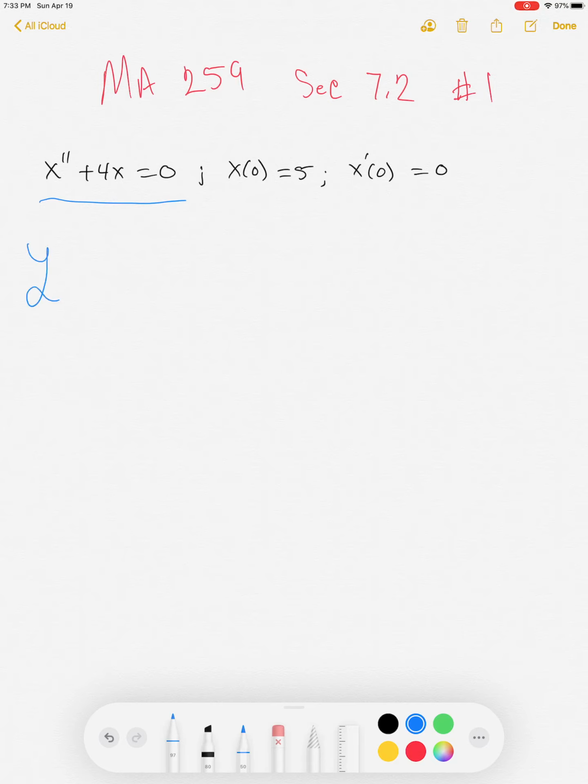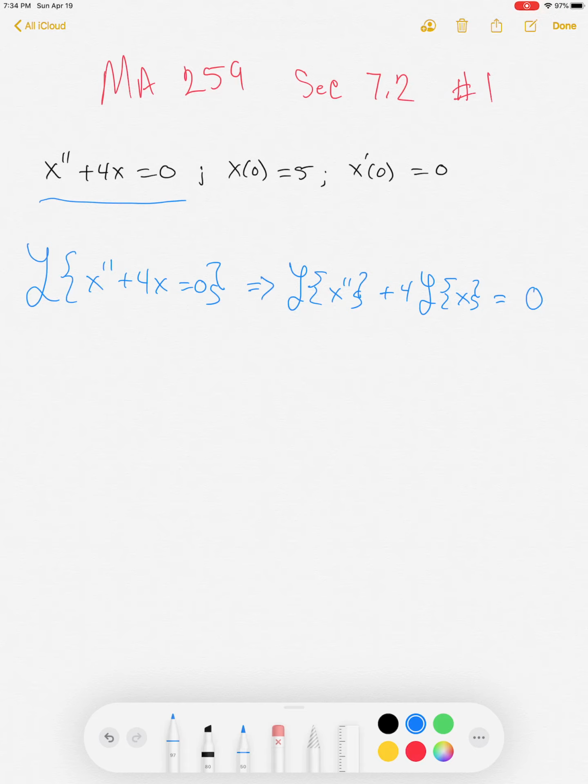So I'm going to take the Laplace transform of this differential equation, and when I do that, I can use the linearity properties to say that this is the same as the Laplace transform of x the second derivative plus 4 times the Laplace transform of x the 0th derivative, equals the Laplace transform of 0, but the Laplace transform of 0 is just 0.